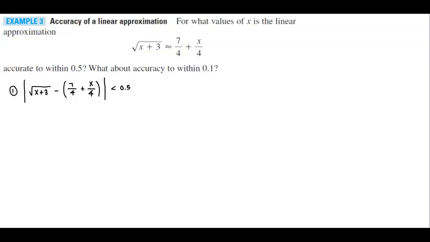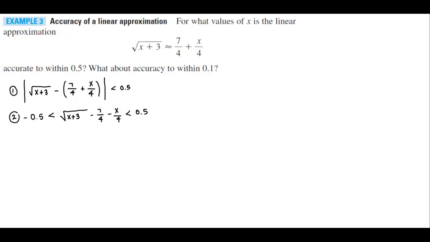Okay, so then we can rewrite this as the following. We have negative 0.5 with the absolute value inequality, and that's going to be less than the square root of x plus 3. Distributing the sign, is minus 7/4 minus x over 4, and that's less than positive 0.5.